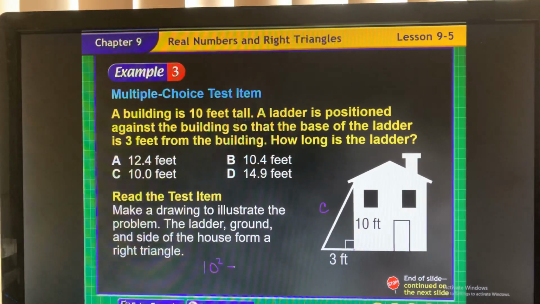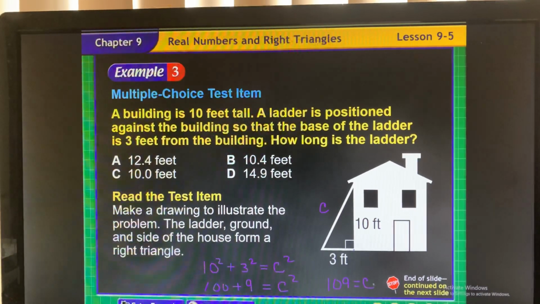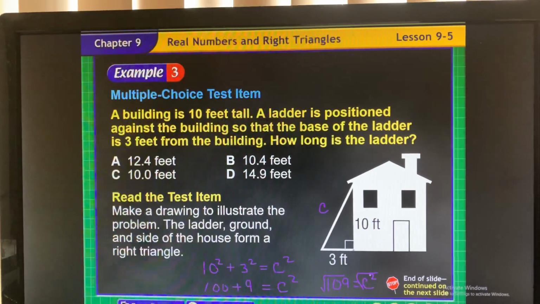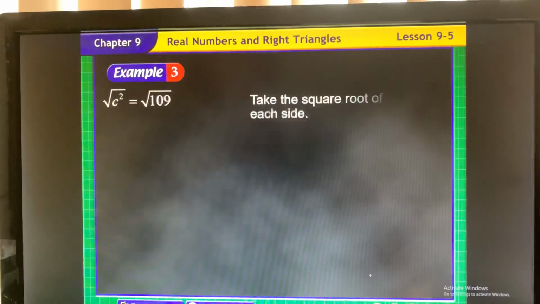So 10 squared plus 3 squared equals C squared. So we have 100 plus 9 equals C squared. And we have 109 equals C squared. Undo the square with the square root. And you'll see that it's approximately 10 4/10. And it works out. There you go.